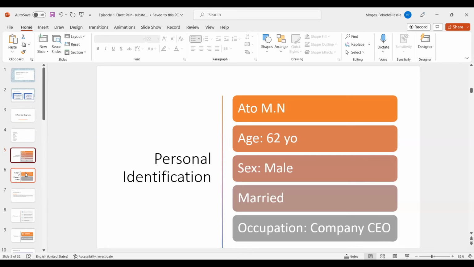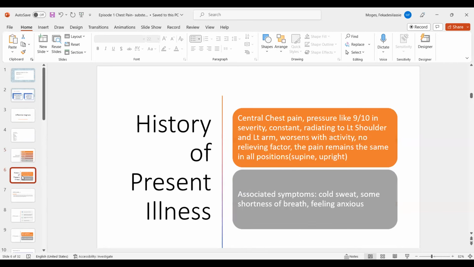Do you want me to display the HPI? Let's display the HPI. Central chest pain, pressure. You missed the severity, okay? Nobody asked me about severity. When you are dealing with pain, you have to characterize the pain. You have to ask for the location. So location, central chest pain. Pressure, that's the character, and severity has to be asked. The severity is 9 out of 10.